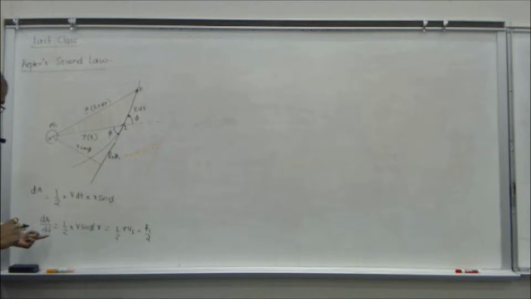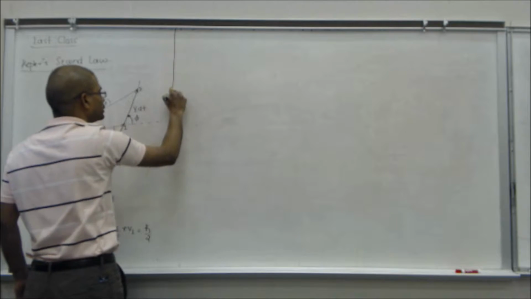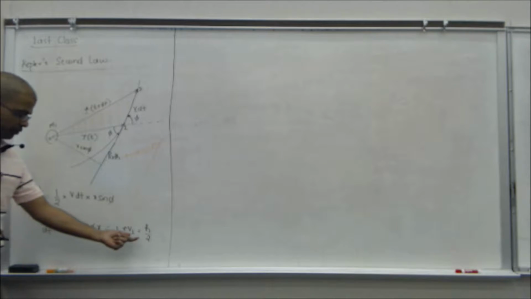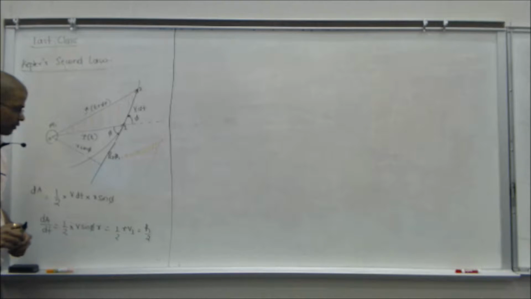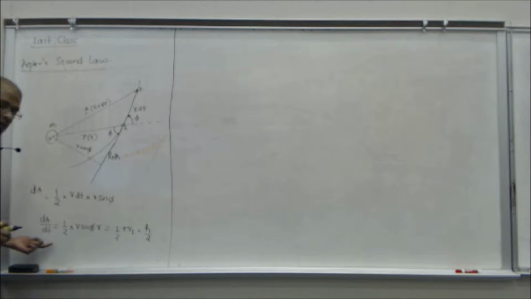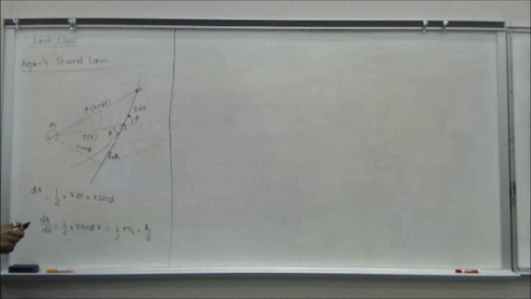So what this means is, if you remember from last class, I told you guys that Kepler's second law means that the angular momentum is conserved, right? Do you see the relationship? Do you see why this is R V? Why is that? What is V sine phi? Miss Cooper, what is V sine phi?